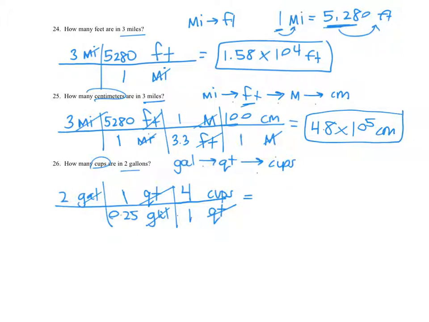And again, you can solve this in 2 ways. You can multiply everything on the top, so 2 times 1 times 4, and then everything on the bottom, 0.25 times 1, or ignore the 1. So you do 2 divided by 0.25 times 4. Either way, you should get the same answer of 32 cups.